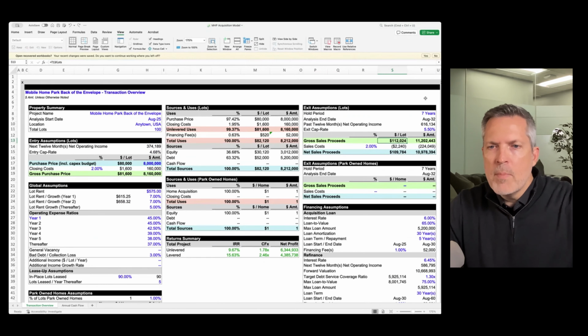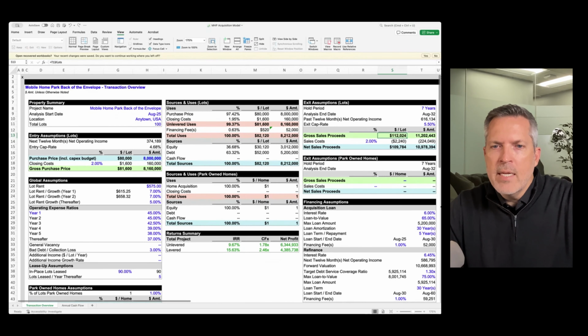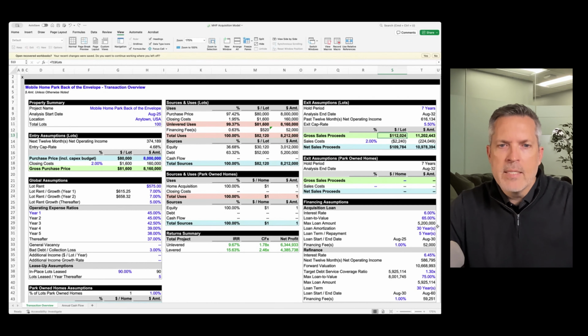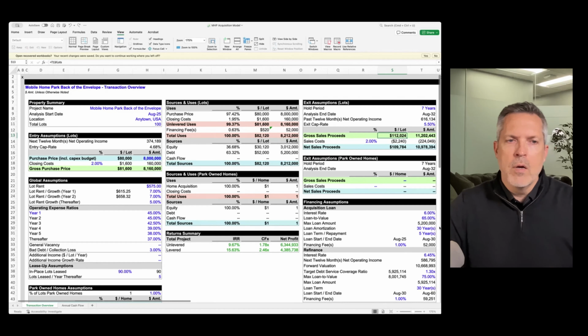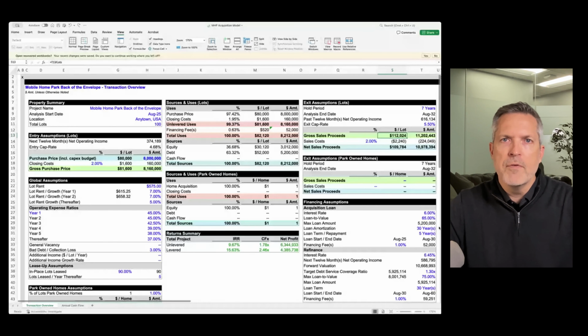Okay, and then the nice part about this model is that you have dynamic debt assumptions. We're seeing a lot of deals that make sense to refinance over the next 3 to 5 years because the lot rents are fairly low. You're coming in with lower leverage. So you want to see what the refinance scenario looks like with new proceeds after you've done the business plan.